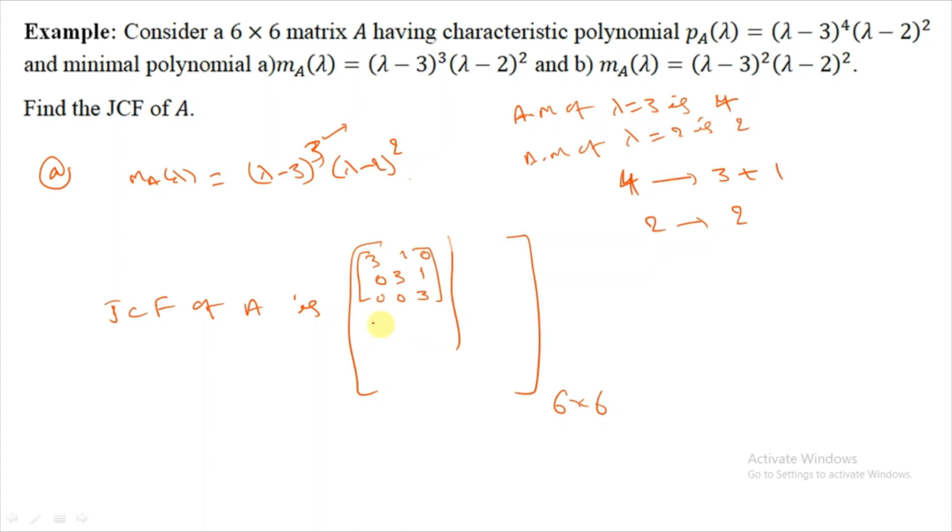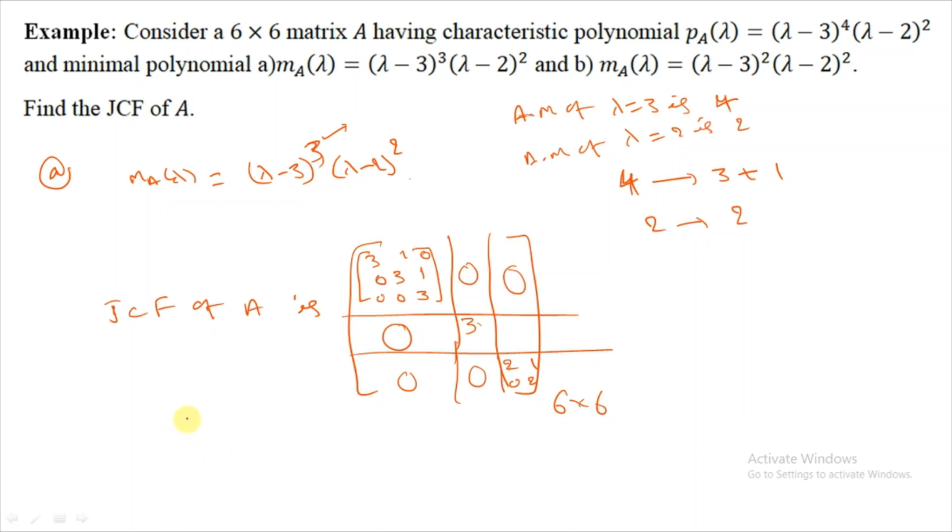Next, we write another Jordan block of size 1, giving 3 on the main diagonal. Next, another Jordan block is 2 by 2, that means 2, 0, 2 with super diagonal 1. This corresponds to the minimal polynomial. All the other entries are zeros, zero matrices.